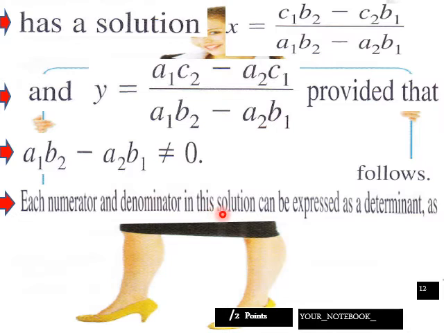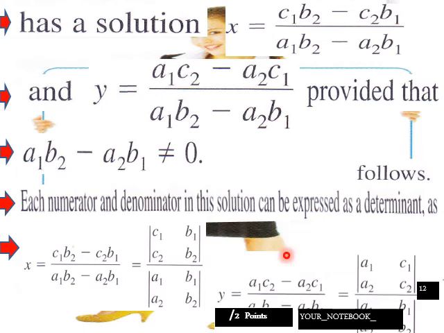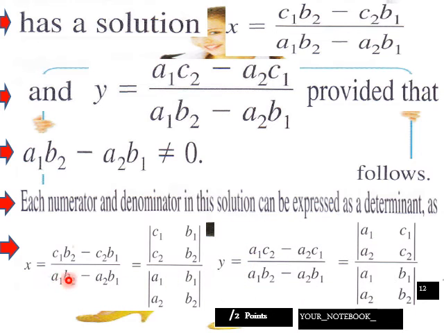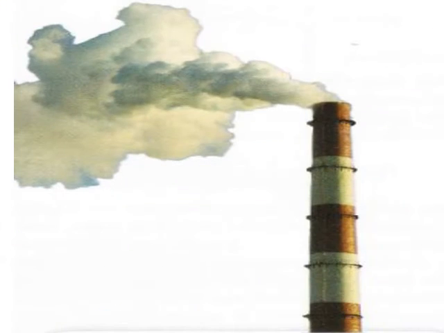Each numerator and denominator in this solution can be expressed as a determinant as follows. So here, x would equal C1b2 minus C2b1 over A1b2 minus A2b1, which would equal these 2 matrices here as our quotient, and then for y, we have A1 C1 over A2 C2 over A1 B1 and then A2 B2. So we do have the same matrix in our denominator. We just change our matrices up here for our numerator.